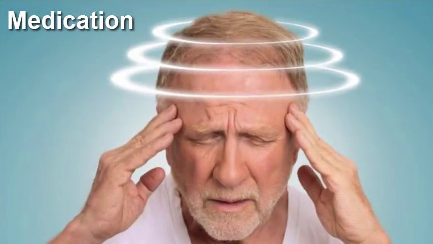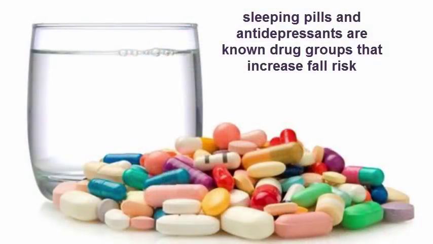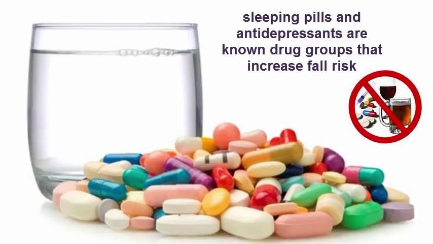Older adults absorb and process medications less efficiently. This can result in a dose being too high and the person having adverse reactions or side effects. The type of medication can also cause problems. For example, sleeping pills and antidepressants are known drug groups that increase the risk of falling. Judgment, alertness, coordination, and balance can all be affected. Excessive alcohol and the combination of certain drugs and alcohol is also a fall risk.